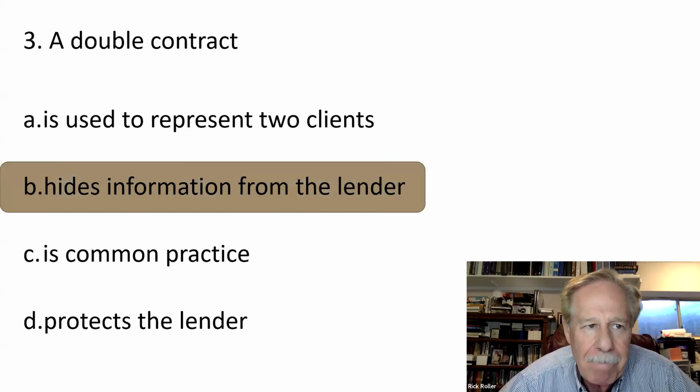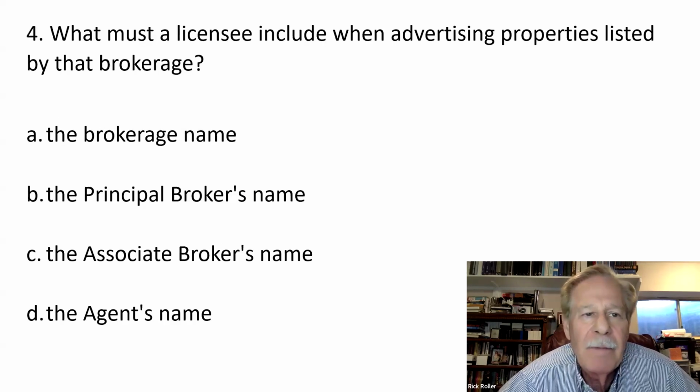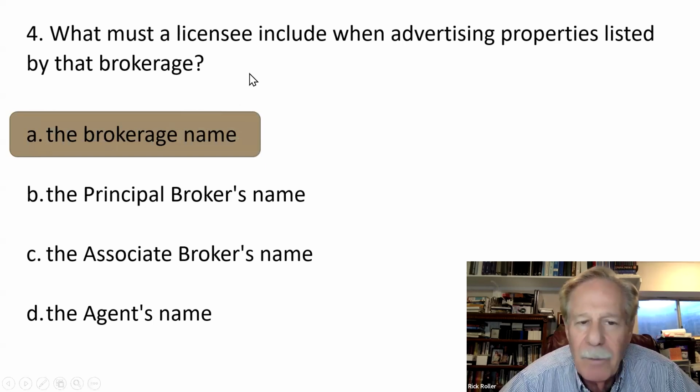Okay? Not a problem. Number 4. What must a licensee include when advertising properties listed by their brokerage? Okay, so you're going to put up an ad. It could be a big banner sign you tack onto the fence. Might be a TV ad, might be a radio ad, might be a print ad, and it could just be a sign. But on all these different types of advertisements, okay, you've always got to have the brokerage name, which is A.